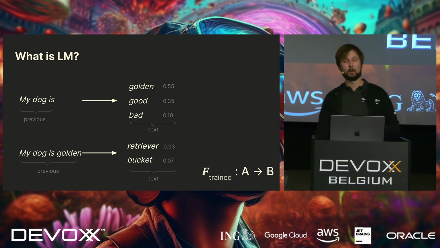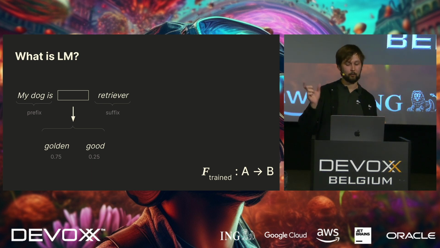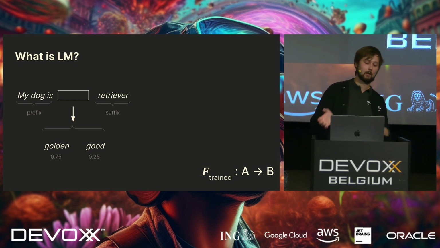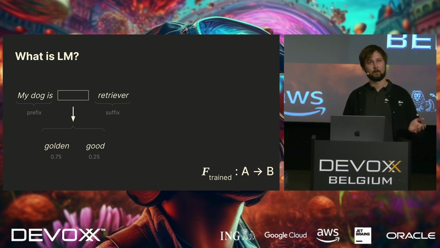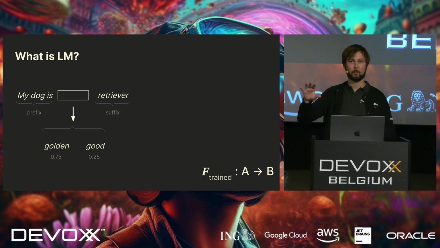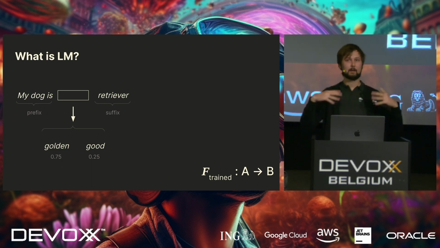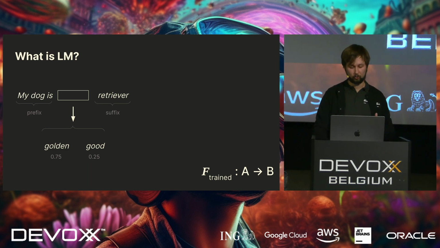What else can we do? We can not only predict the next word, we can do what is called fill in the middle. We can predict what should be between a few words. So we have "my dog is" and we have "retriever," and we predict that in 75% of situations we would have "my dog is golden retriever," and with 25% probability "good retriever." That is fill in the middle. The whole thing is still about modeling language.